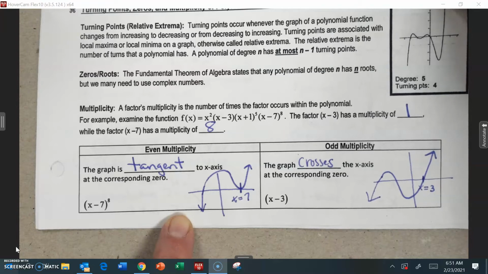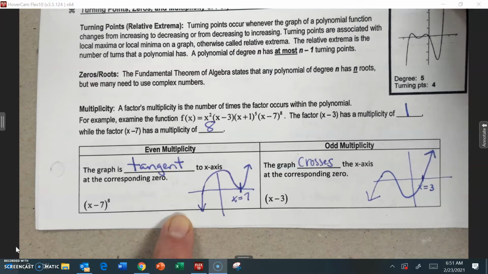What I suggest you do is try examples 2 and 3, pause the video, try 2 and 3, and then I'm going to walk through those answers now.